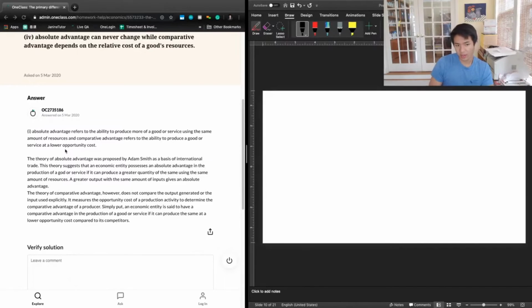The theory of comparative advantage, however, does not compare the output generated or the input used explicitly. It measures the opportunity cost of a production activity to determine the comparative advantage of a producer. Simply put, an economic entity is said to have a comparative advantage in the production of a good or service if it can produce the same at a lower opportunity cost compared to its competitors.